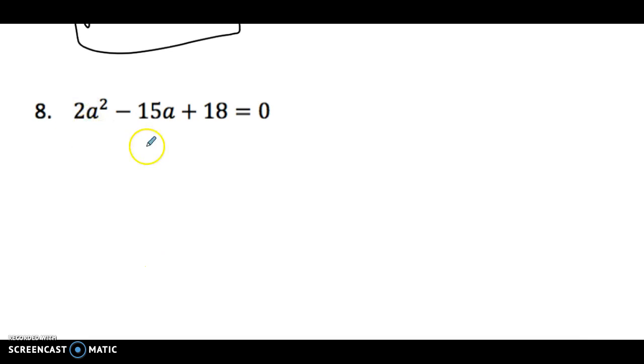Alright, so this one here is like we did last unit, where you can multiply the two terms and then find out which two terms add to give you the middle one. So 2 times 18 is what? 36, right? So what two numbers multiply to give me 36 but add to give me negative 15?